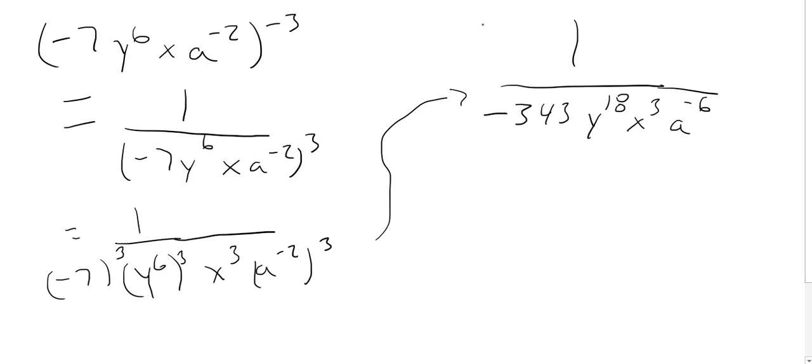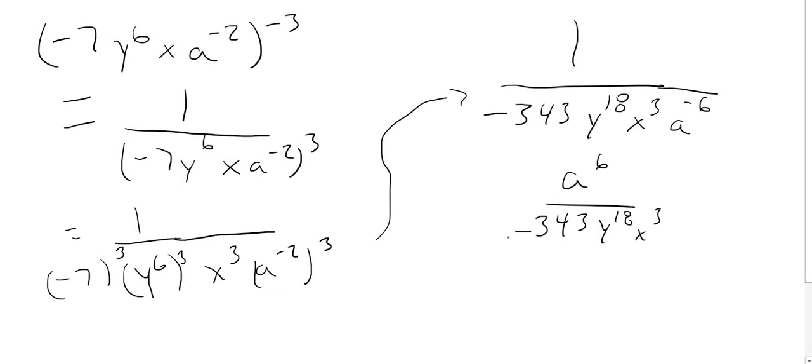I could have distributed the negative exponent through, but like I said, negative exponents confuse a lot of people, so I like to get rid of it first and then simplify. Now if I look at this, everything's pretty much simplified except for this negative 6 here, the problem that's in the exponent. So that means that negative 6 only belongs to the a. It moves up top. It becomes a to the positive 6 over negative 343 y to the 18th x cubed.